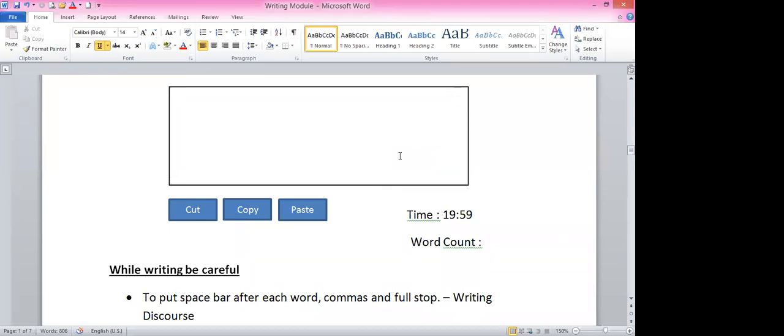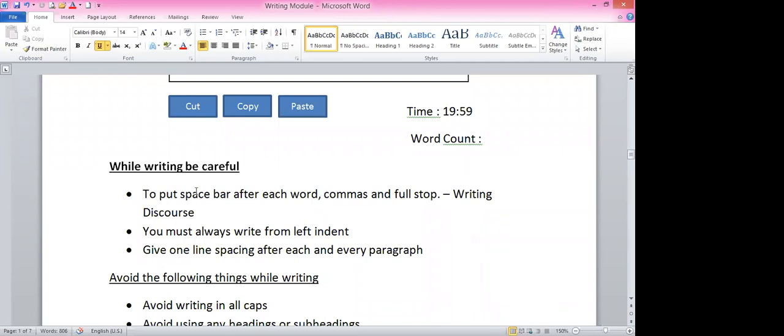Whatever you want to cut or copy, you can do with a word. Suppose you took up a word like, say, understanding, and you want to write it somewhere else, you can copy and paste it. Anything you are doing in the text box, you can use these three tabs.